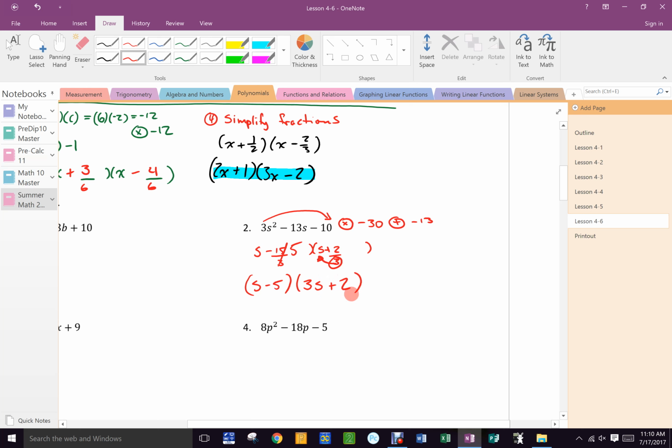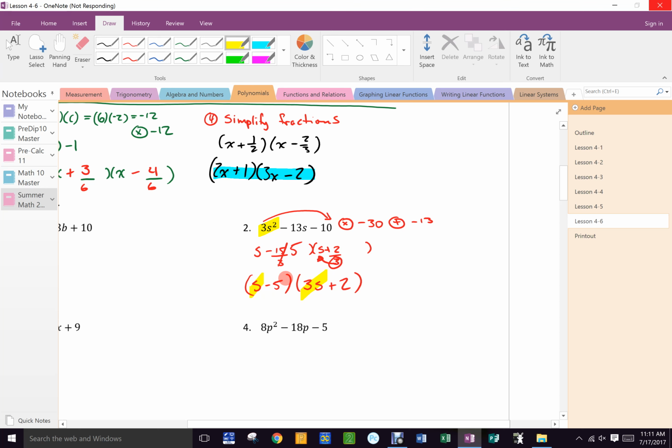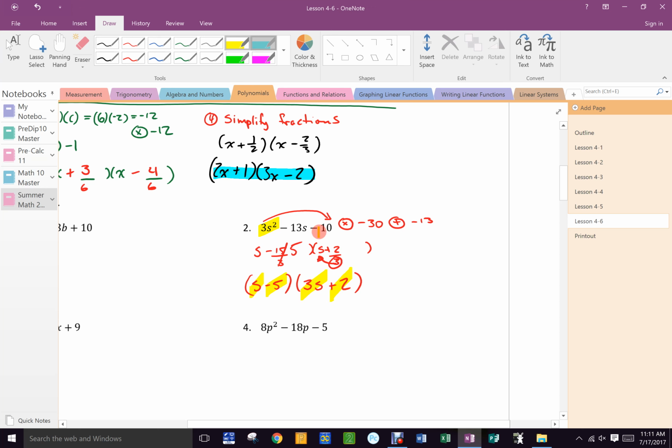Now, check it. Is x times 3x 3x squared? Yes or no? Excellent. Is negative 5 times negative 2 negative 10? So am I right? Yes. Is everybody starting to become okay?